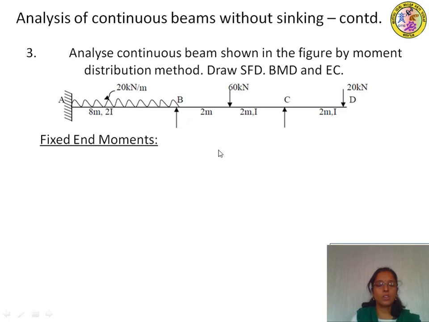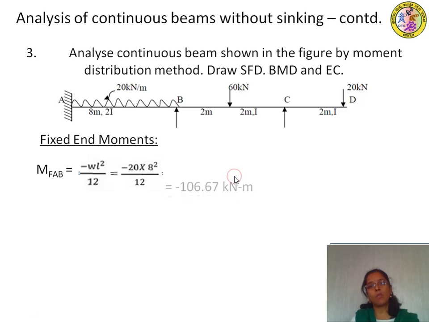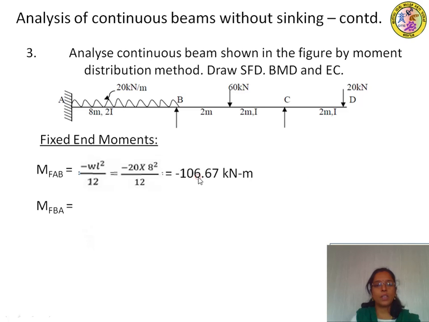AB is subjected to UDL throughout. Therefore, the fixed end moment MFAB is calculated by using the relation minus WL square by 12, which will be equal to minus 20, the intensity of UDL, into 8 square, 8 being the span of member AB, by 12, that will be equal to minus 106.67 kilonewton meter. Next, MFBA is calculated by using plus WL square by 12, that will be equal to plus 106.67 kilonewton meter.